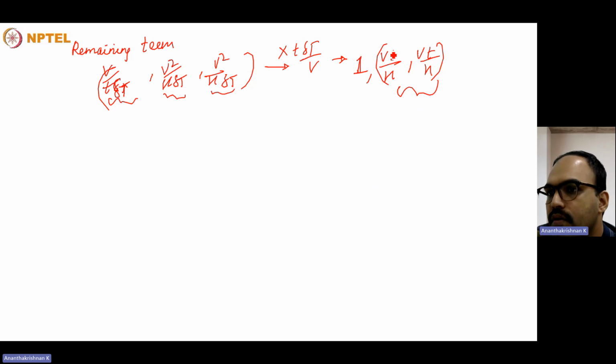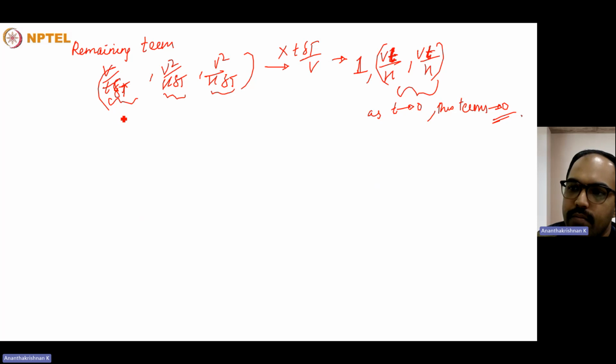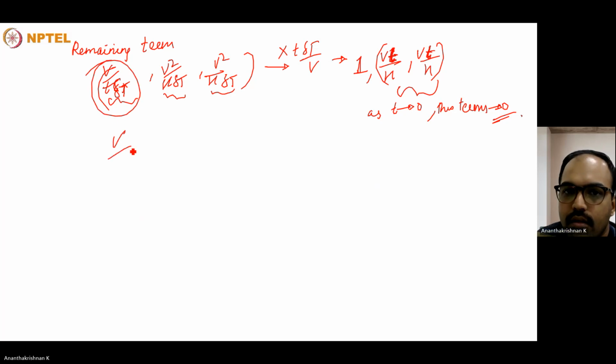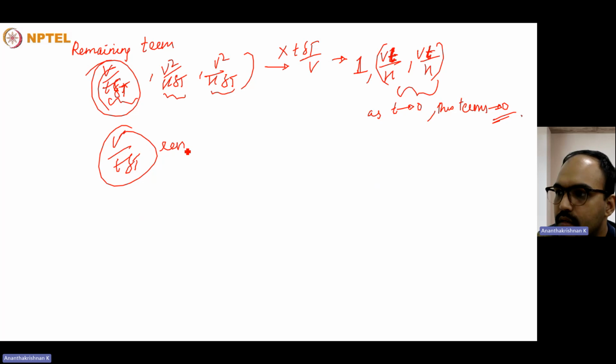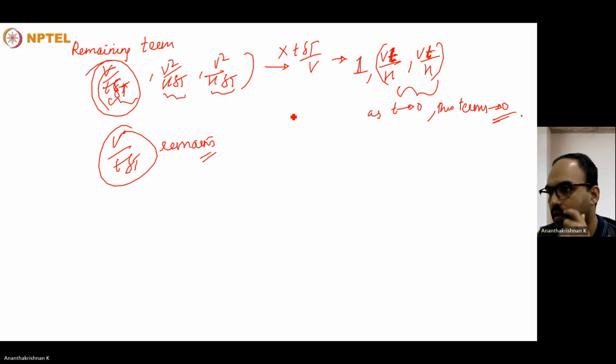Here, in the case of natural convection, the time step is very much less than 1. So that means this time step tends to 0, so these terms tend to 0. Therefore, the only term that remains is V by T delta T. So in the left hand side, only one term remains.